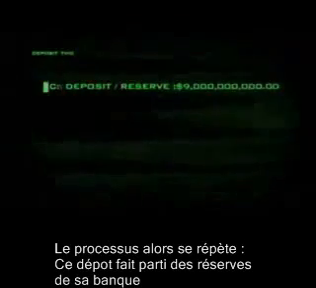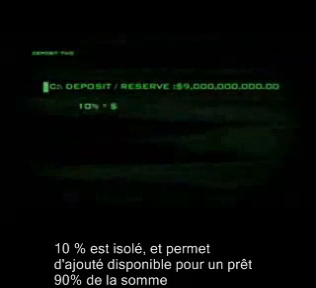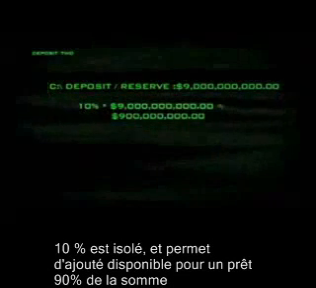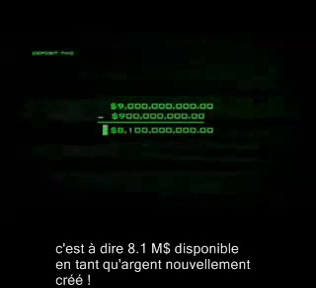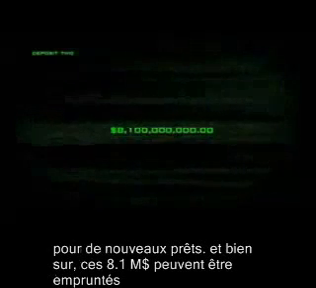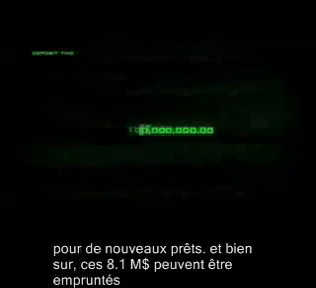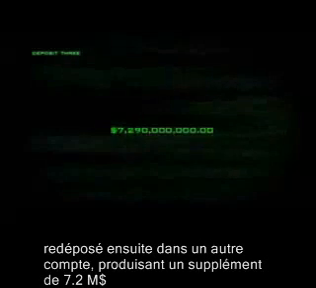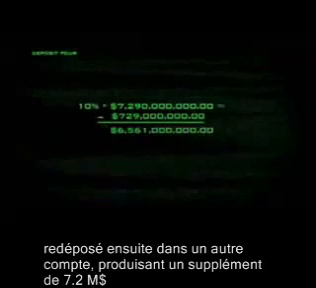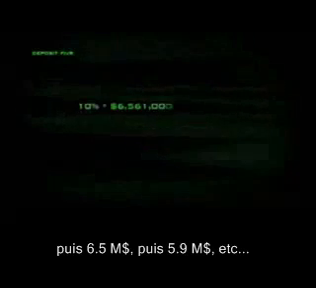The process then repeats, for that deposit becomes part of the bank's reserves. 10% is isolated, and in turn 90% of the $9 billion, or $8.1 billion, is now available as newly created money for more loans. And, of course, that 8.1 can be loaned out and redeposited, creating an additional 7.2 billion, to 6.5 billion, to 5.9 billion, etc.